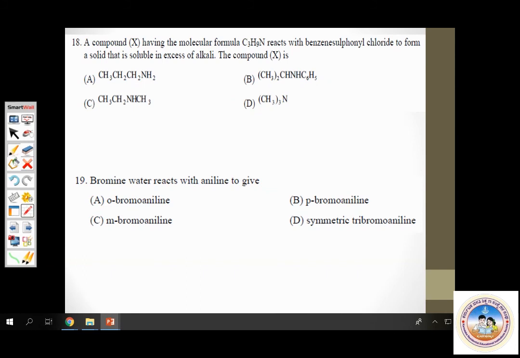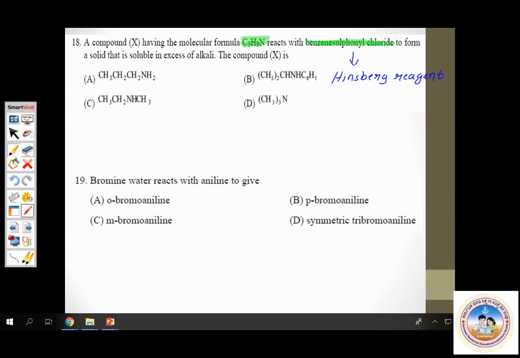18th one. A compound X having molecular formula C3H9N reacts with benzene sulfonyl chloride. So what is benzene sulfonyl chloride? It is Hinsberg reagent. Very good. Now let's look at the information given in the question.